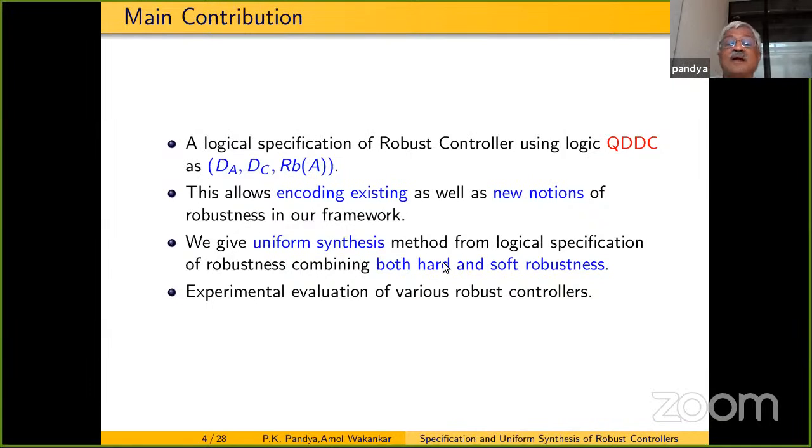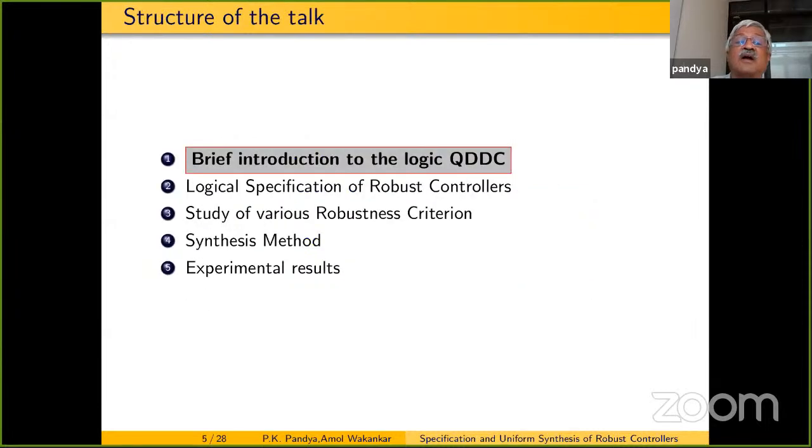Because we have this logical formulation for the assumption and commitment, we can play with the different notions of robustness through the robustness criteria. We are able to compare different robustness criteria, synthesize controllers against these different criteria, and compare their performance. So we are able to do some sort of experimental comparison of the behavior under different robustness criteria. Okay, so that is what we try to do.